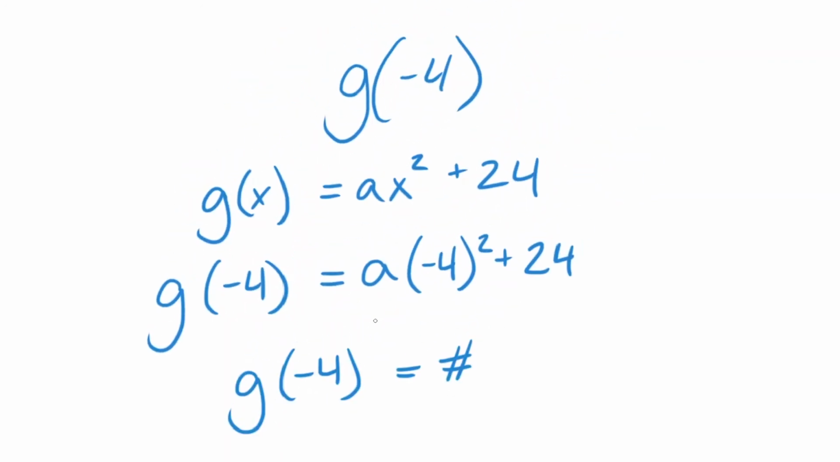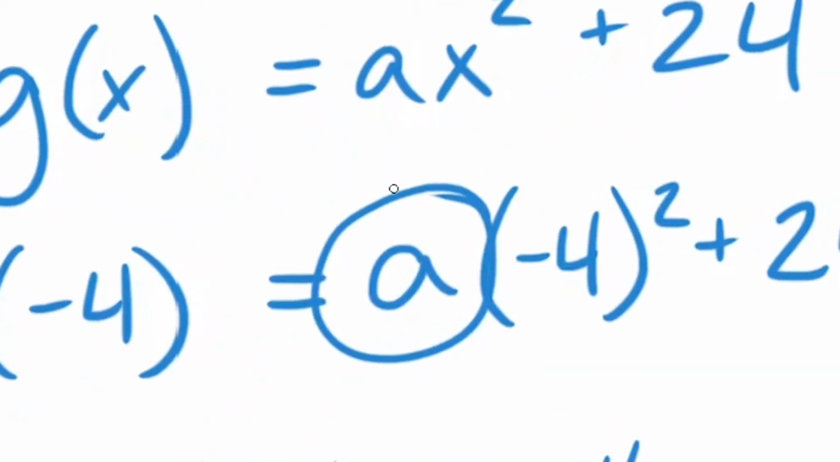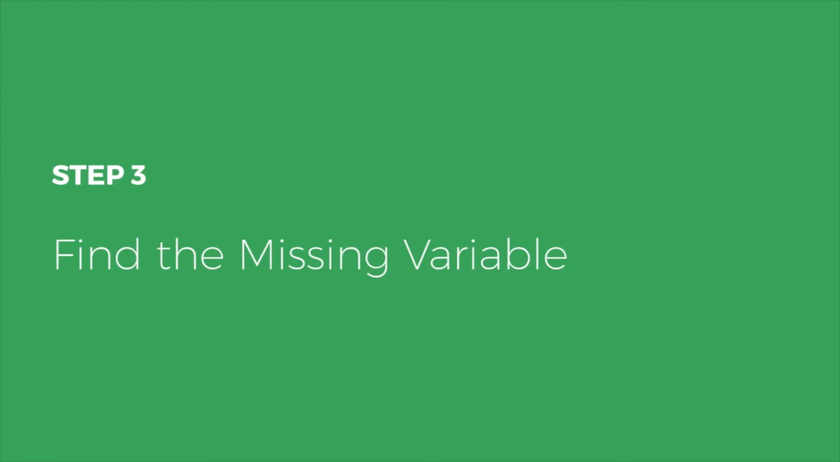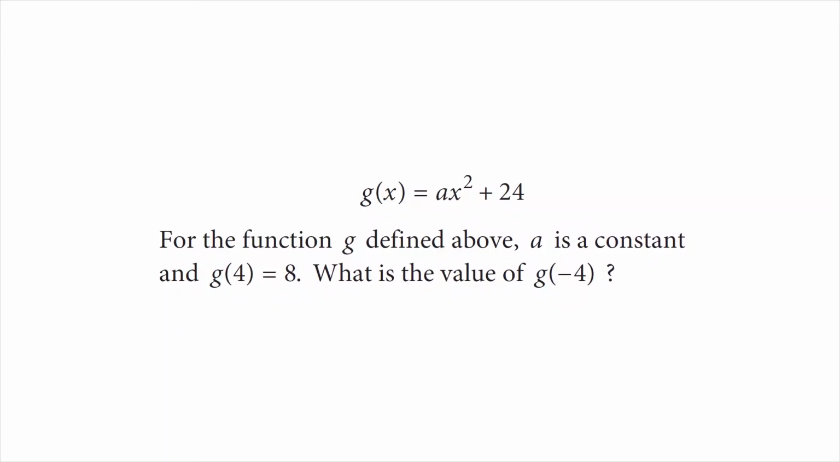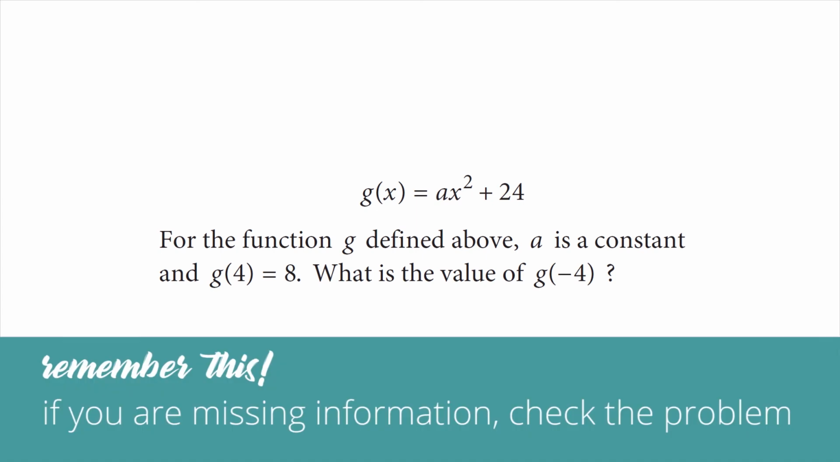However, we're missing a key piece of information, and that's a. Since we're missing some key information, let's circle back to the problem to see if there's anything that can help us out. And there it is. They told us that g(4) equals 8. This means that when we plug in 4 into the equation, the result is 8. So let's plug in 4 and figure out what a has to be so that it equals 8.